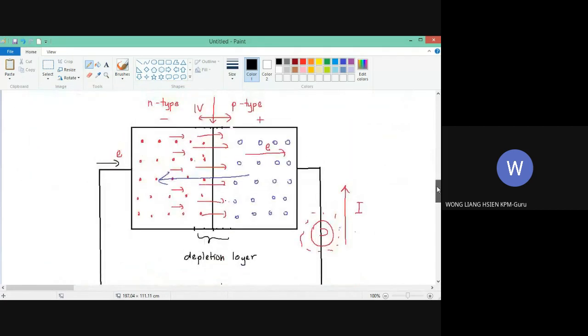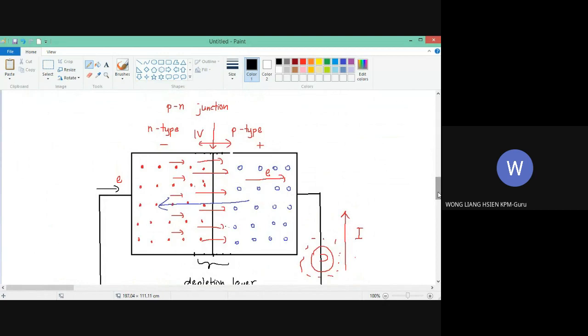So you see, when we combine the p-type semiconductor and n-type semiconductor, we get a semiconductor diode that only allows current to flow in one direction only. So the semiconductor diode can act like a valve, to control the direction of the current.